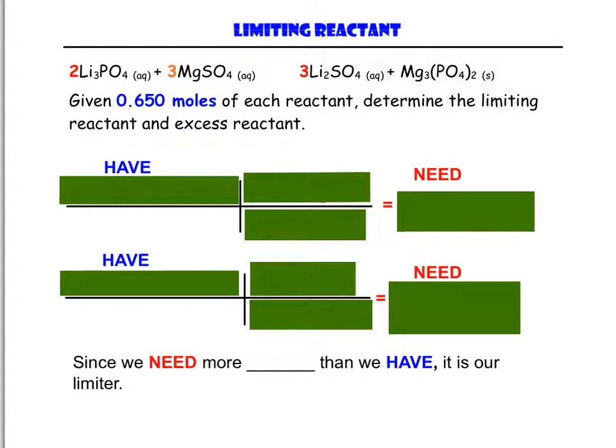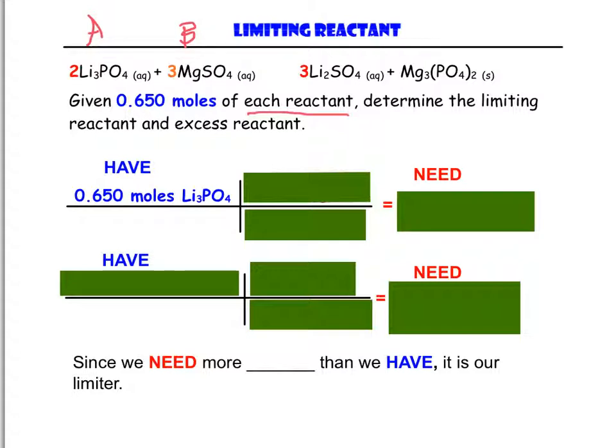So here's an example. First thing I always recommend doing is to determine what is your A and what is your B. Well, in this case, we are going to solve where it says given 0.650 moles of each reactant, determine the limiting reactant and the excess reactant. When doing these, I always just like to convert from one reactant to another. In this case, I'm going to say that we start with our 0.650 moles of Li3PO4, which means that that is going to be our A.